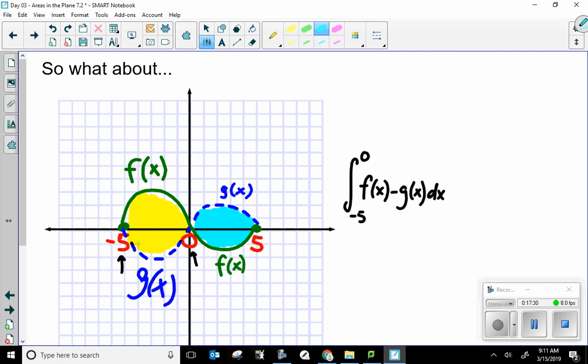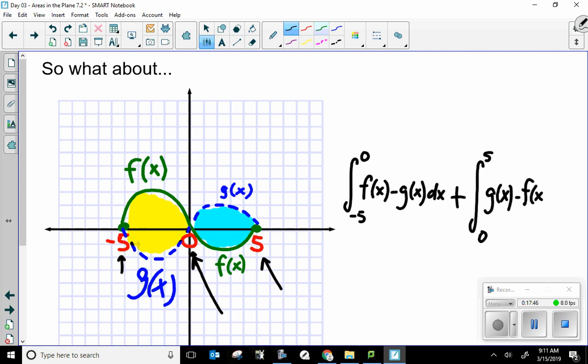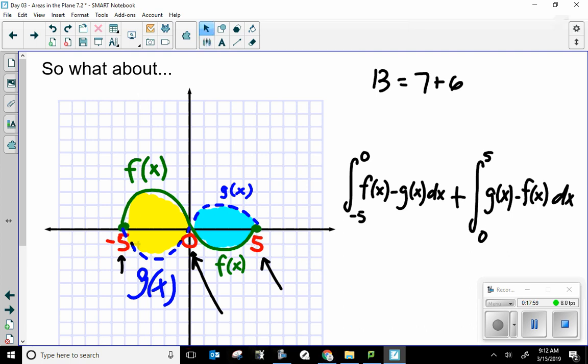So how do I do this area? Well, I do it like it's a separate integral, plus the integration from 5 to 0, but now it's g of x, because g of x is on top, minus f of x dx. Okay, I can break that up. There's no rule saying I can't break that up. If I had 13, can I break that up and say that's 7 plus 6? Sure enough, I can. And that's exactly what I would do with integrals in this case.